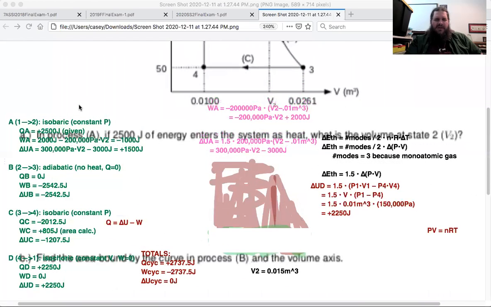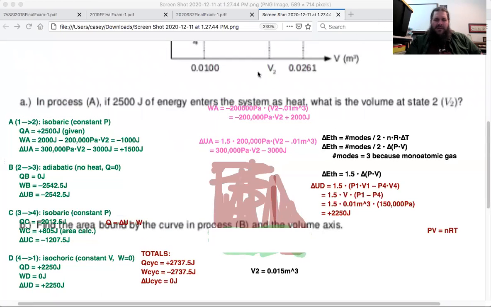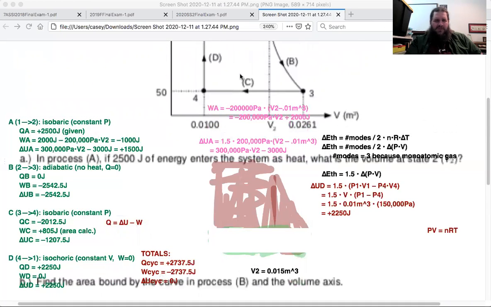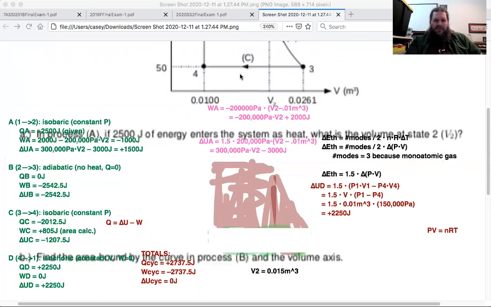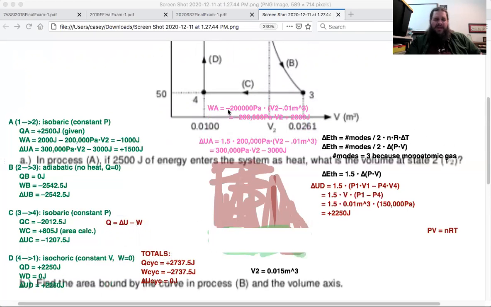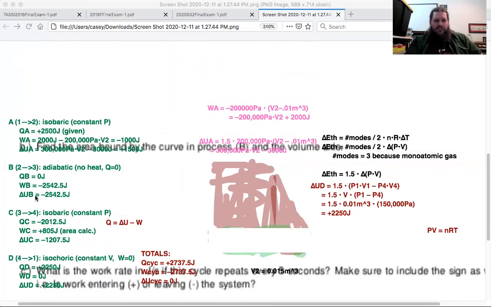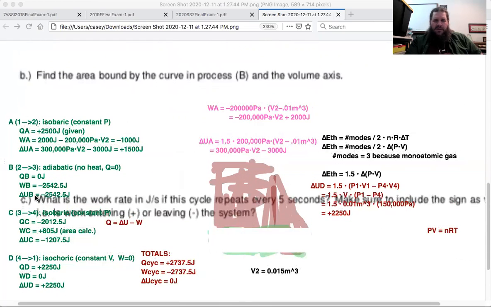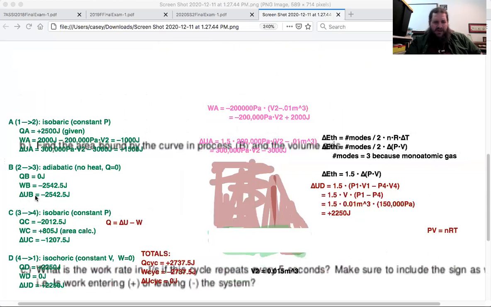And do we need to find anything else here? What's the volume at state 2? We've got volume 2, area bound by the curve, or in process B, that's just the amount of work. So we found work for B. And work, oh, here we go. There's one more question here.